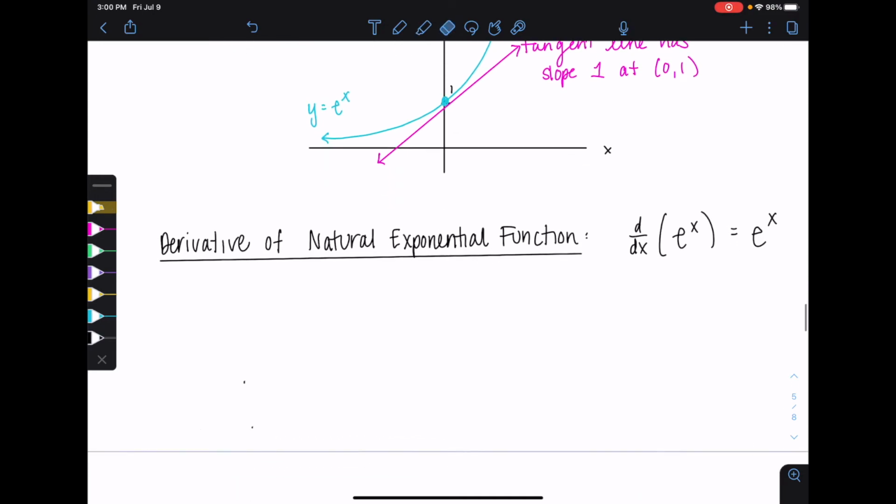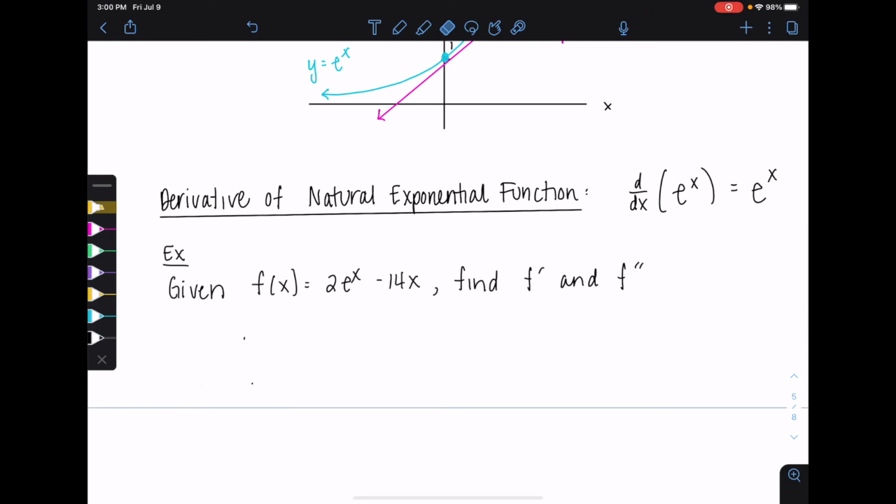Okay. So let's get some practice using that. Given the function f of x equals 2e to the x minus 14x, we're going to find the first and second derivative. So to go and find the first, if we take the derivative of 2e to the x, it's the nicest thing, it is 2e to the x. Derivative of negative 14x is negative 14.